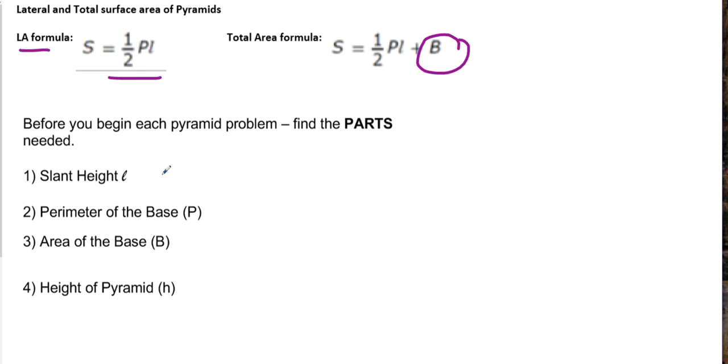So it's always important, and this is a really good technique, to make sure you have your ingredients, your parts. Know your slant height, know your perimeter, know your base, and the height of the pyramid when it comes to volume. Very often you're going to have an a squared plus b squared equals c squared type situation to deal with as well.